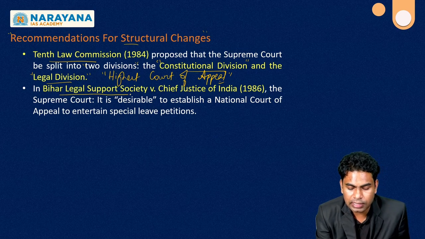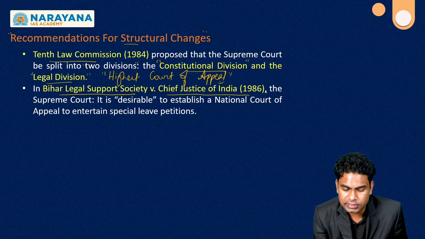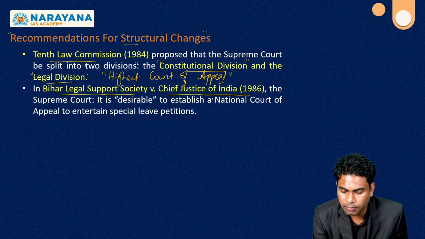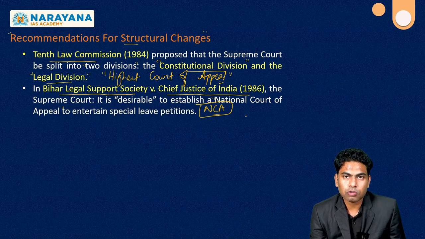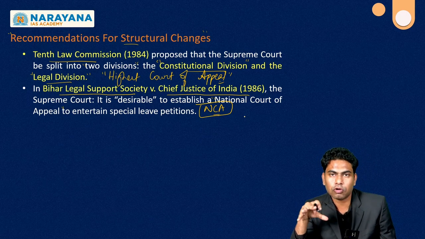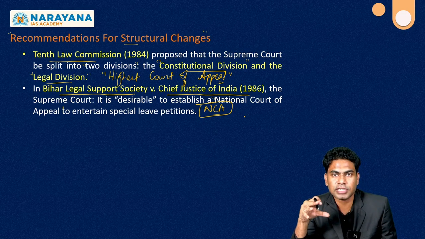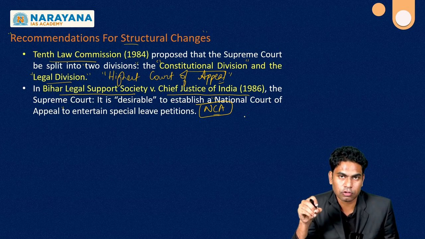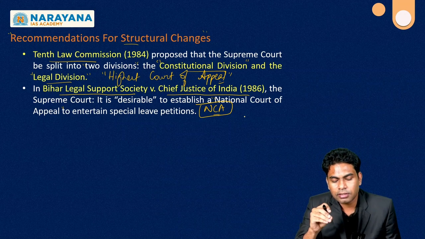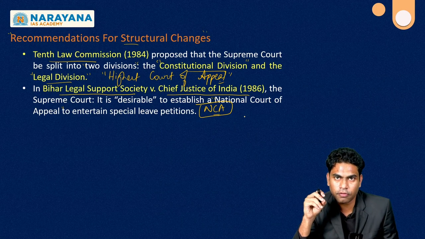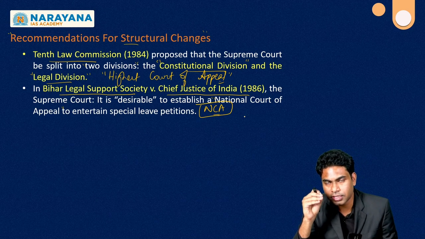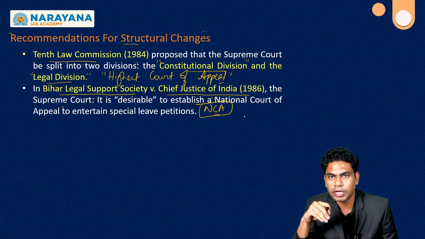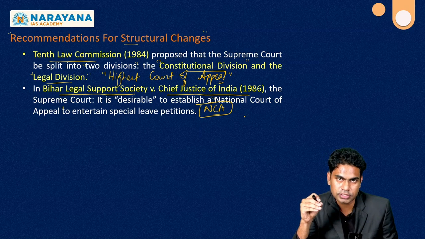Then, in the case Bihar Legal Support Society versus Chief Justice of India, 1986, the Supreme Court said that it is desirable to establish a National Court of Appeal. As we have seen, the cases appealed to the Supreme Court are far higher, and these take most of the Supreme Court's time. That is, the Supreme Court mostly utilizes its time in dealing with cases appealed from the High Court. So this judgment shows the intent to create a National Court of Appeal to reduce the caseload, and to reduce the time the Supreme Court takes in adjudicating non-constitutional cases.